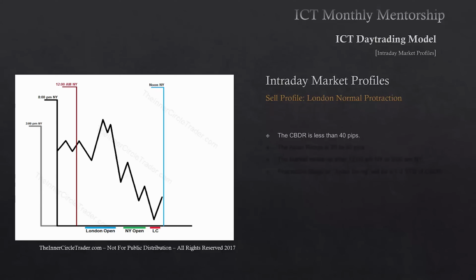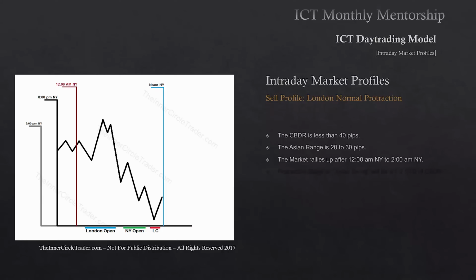Now, as soon as you see a central bank dealers range that's greater than 40 pips, this is not going to be that profile. The Asian session range between 8 o'clock and midnight New York time, we call that the Asian range. This is going to also have a classic range of 20 to 30 pips. If it's larger than that, again, this profile will not be existing.